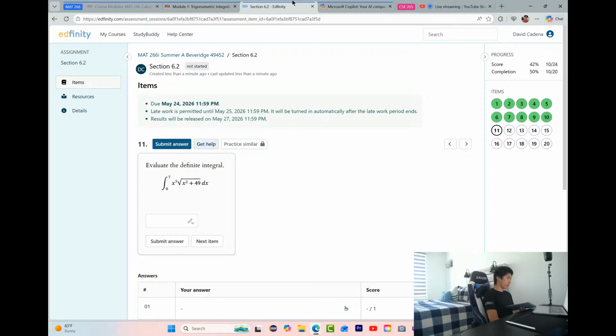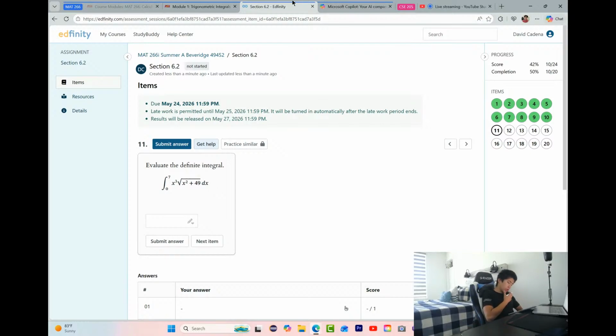Okay, let's do this. So we have the definite integral from 0 to 7 of x cubed times the square root of x squared plus 49 dx. So this looks like a trig substitution problem. We have x squared and then we have a squared right here. I like it. Let's do it.